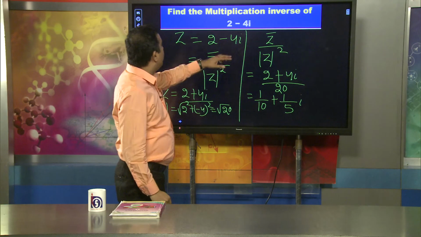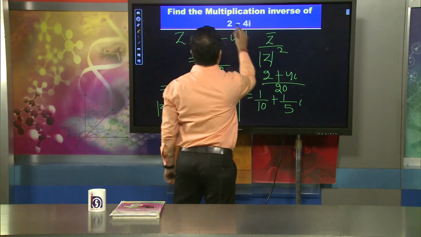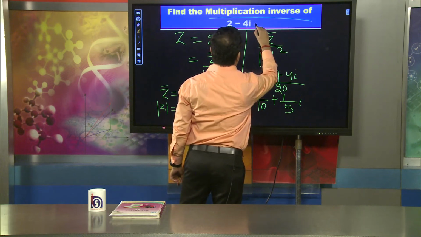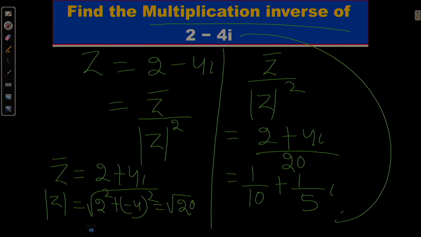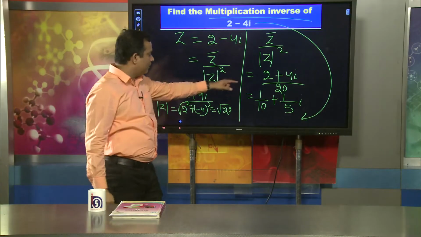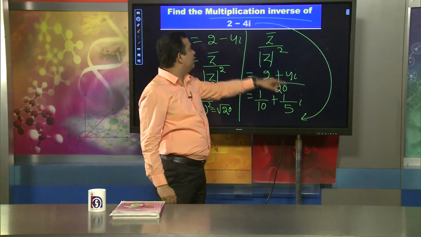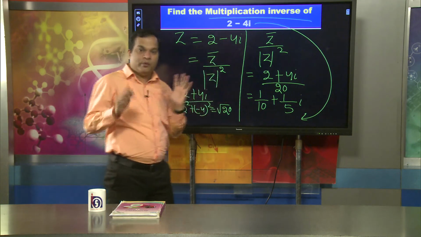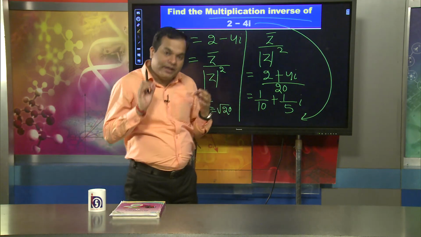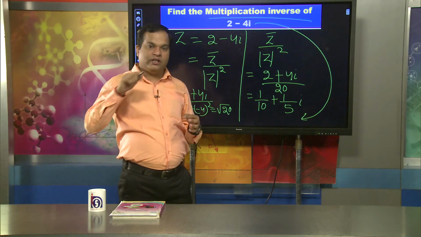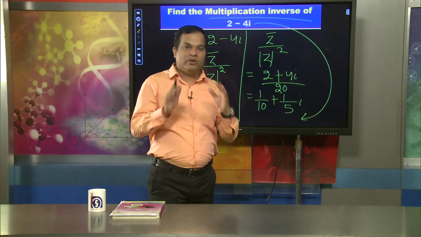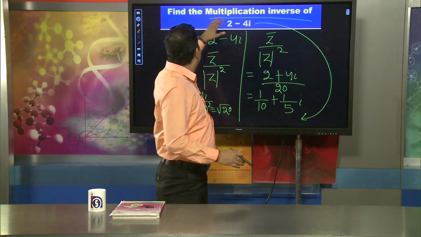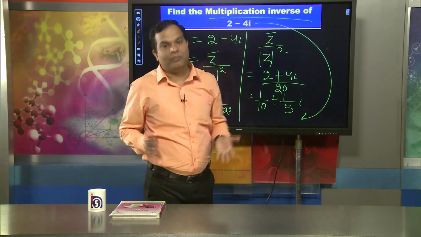This is the multiplicative inverse. Very simply, I can say this will be the multiplicative inverse of 2 plus 4i. That means 1 by 10 plus 1 by 5i is the multiplicative inverse of 2 plus 4i. This is the way we find it, by using the formula: the conjugate of z divided by the modulus of z squared, whenever we are going to find the multiplicative inverse of a complex number.